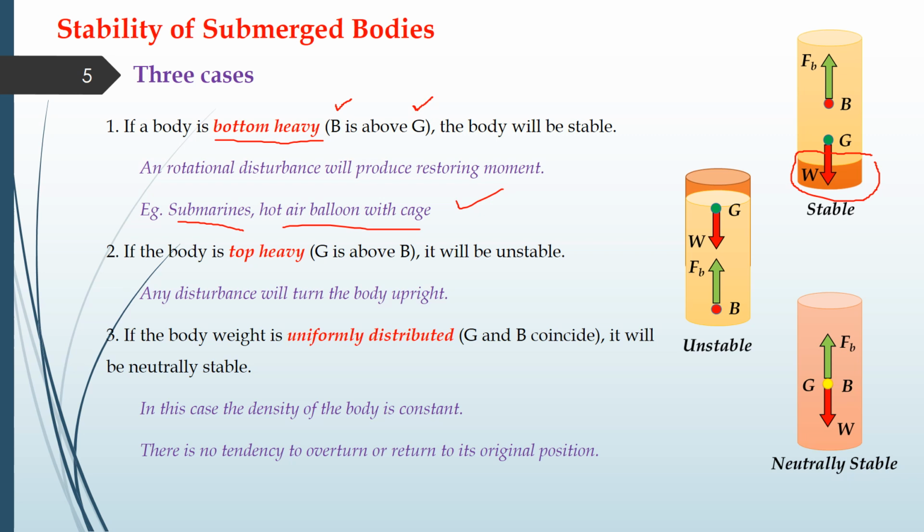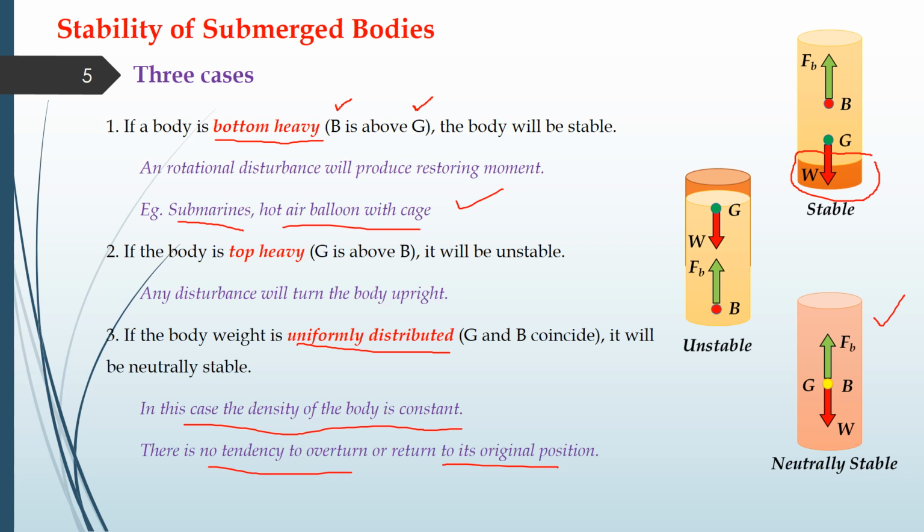The third case is where we have a uniformly distributed weight. In that case, the density will be constant throughout, so B and G will coincide. B means the point of action of the buoyant force, and it will coincide with the point of action of the weight. It will be a case of a neutrally stable body. In that case, the density of the body is constant, as I told you, and there is no tendency to overturn or return to its original position. If you do not disturb this body, it will remain as it is, and if you disturb it, it will remain as it is after the disturbance. So it will not tend to regain its original position.